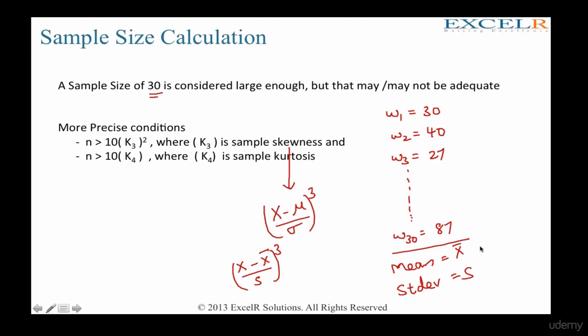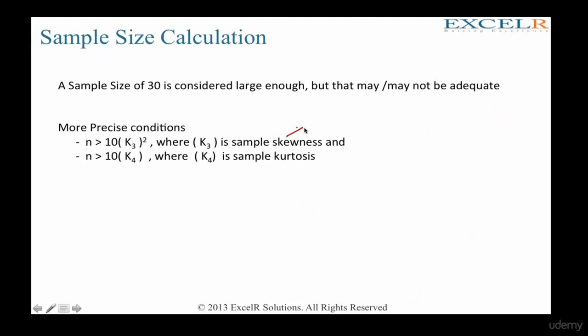How do you do that? Say mean is 20, standard deviation is 6. Assume for now. So how do you get this x minus mu by sigma? X is 30 here, so (30 minus 20 divided by 6) whole cube. For second one it is (40 minus 20 by 6) whole cube, so on and so forth. So if you calculate all those values and take a summation, you get skewness. Say the skewness value happens to be 2 in this scenario.